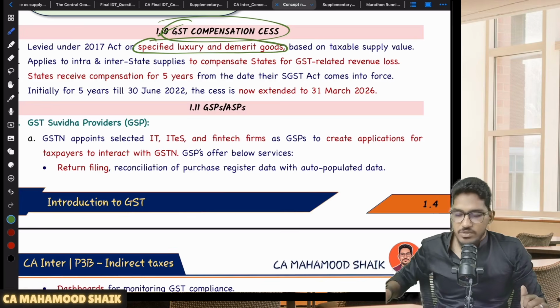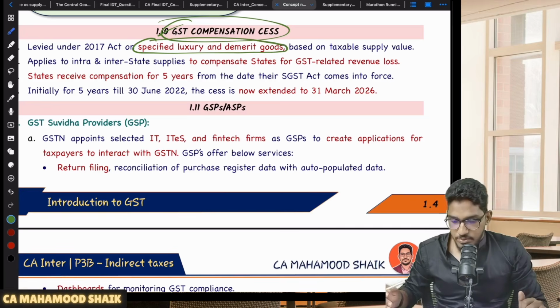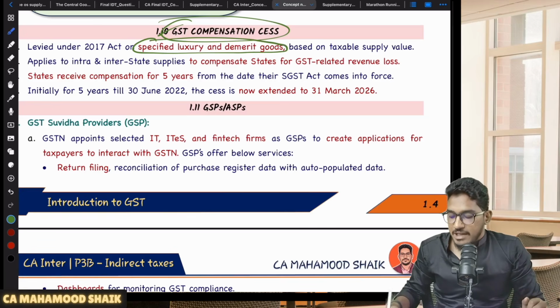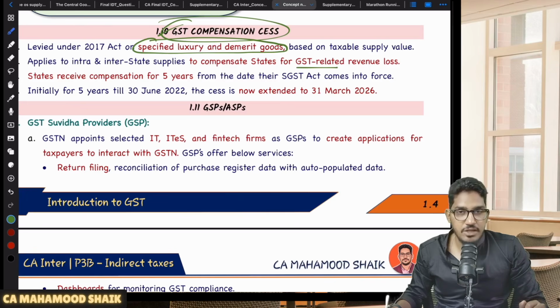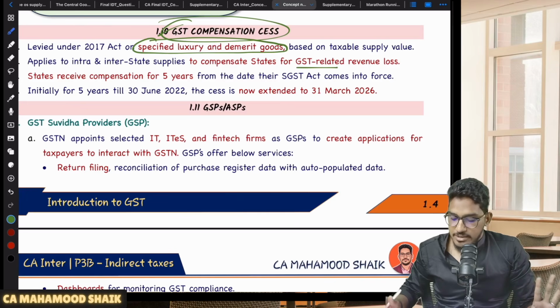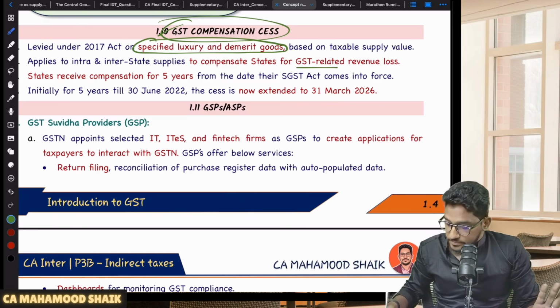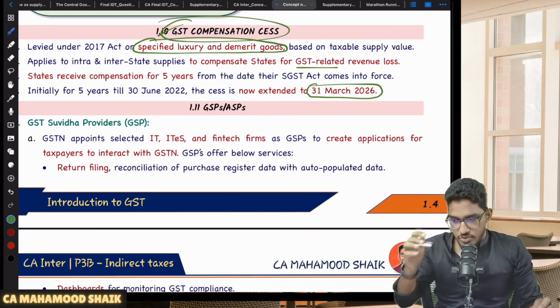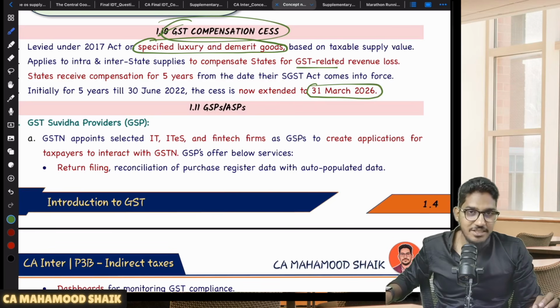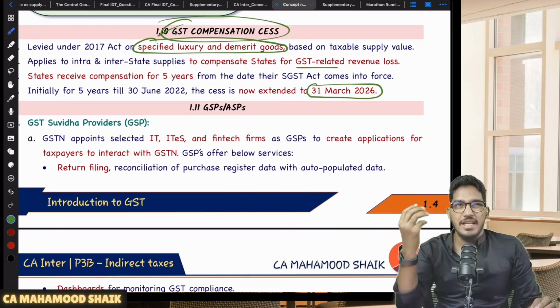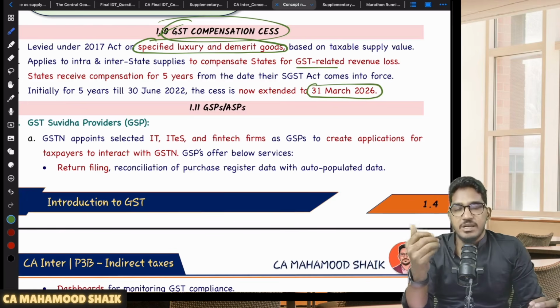Whenever you are buying luxury goods and demerit goods, on that they will impose something called compensation cess, and that will be used for compensating the revenue loss to the state governments. Actual applicability is till 31st of March 2026. Tomorrow is the last day for imposition of GST compensation cess. Anyhow, this GST compensation cess has become ineffective.